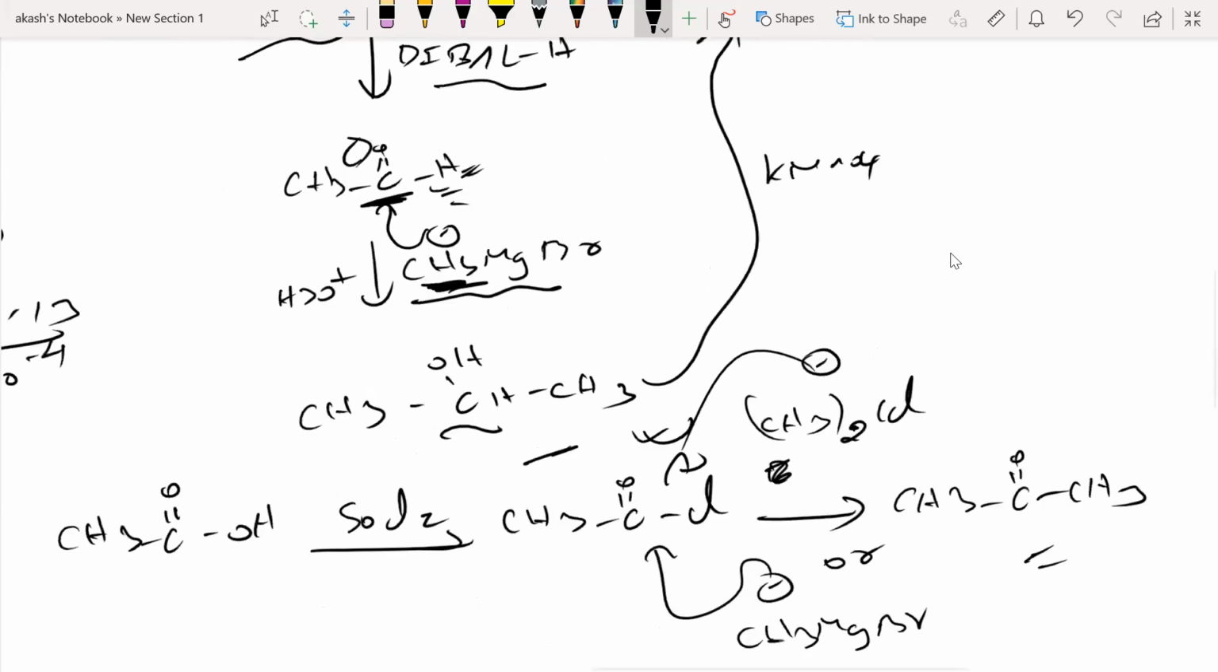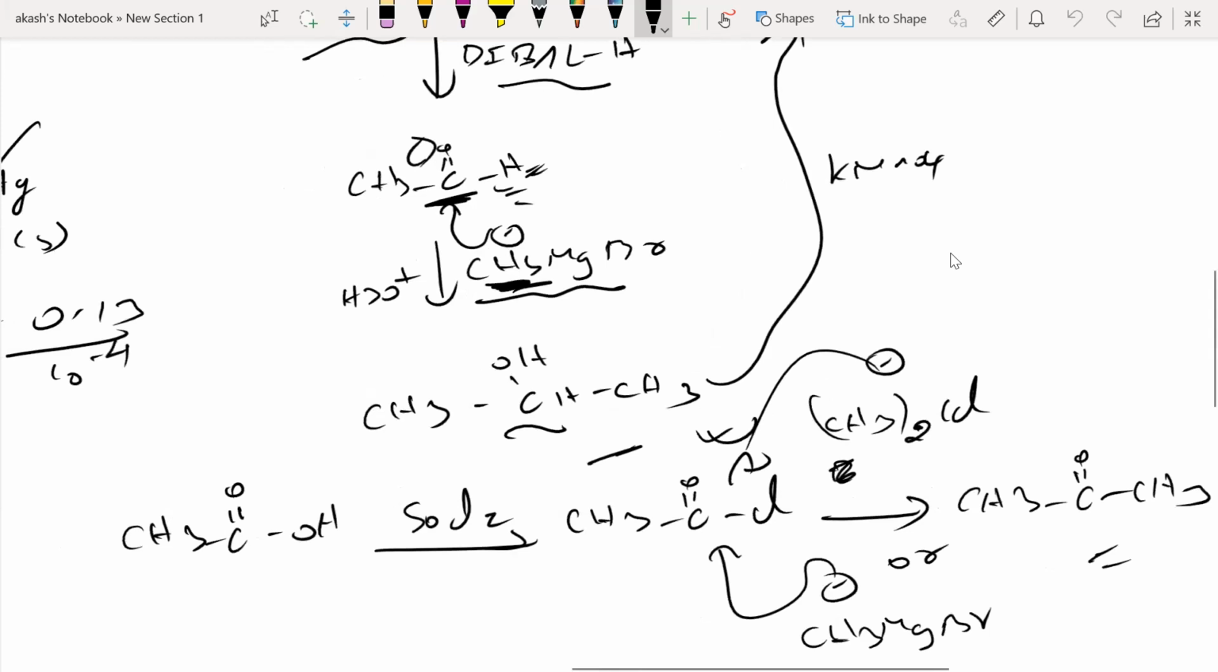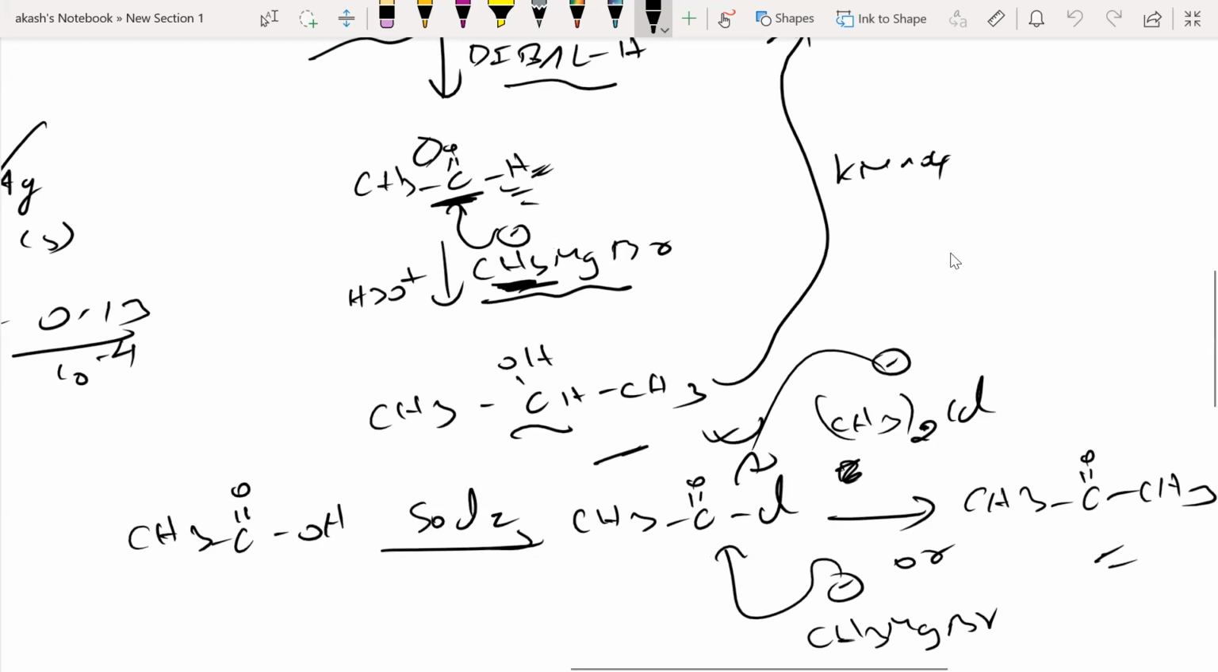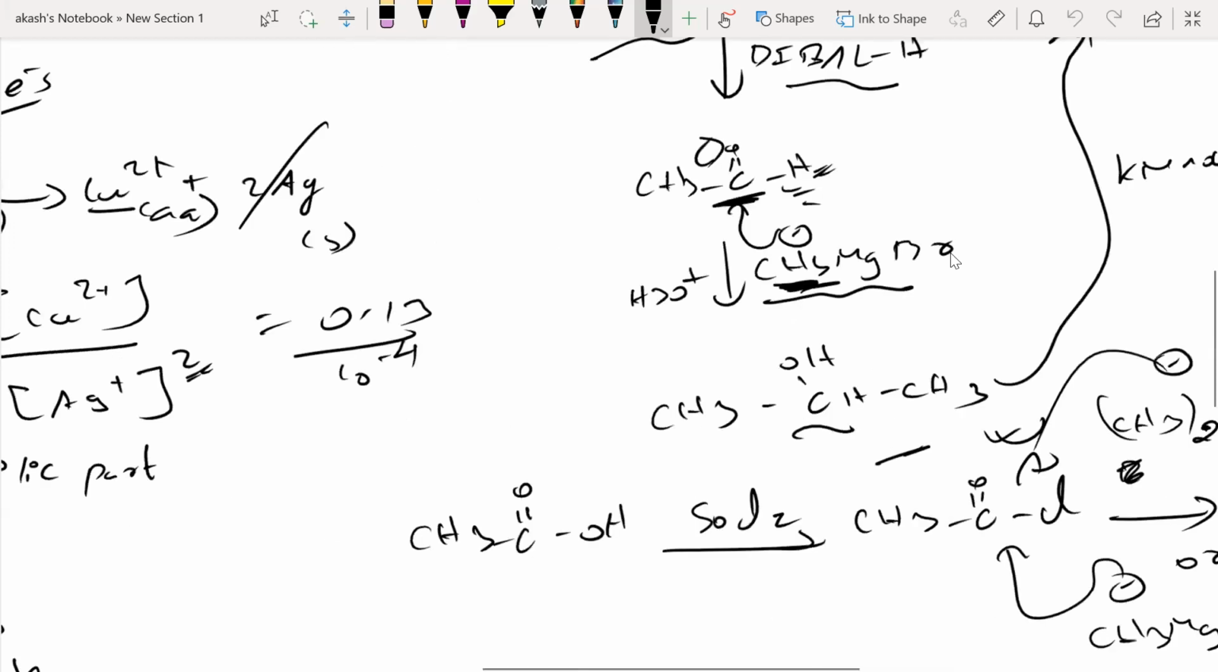See, for conversions and all, you can always bring in your creativity. You can always bring in different types. But again, it should be correct. Just because I told you to come up with your creativity, don't make up reagents, don't make up reactions by yourself. Whatever you know, whatever is there in the textbook, whatever reactions already exist, you can play with that however you want. Okay, fine, good one. So that is about this.